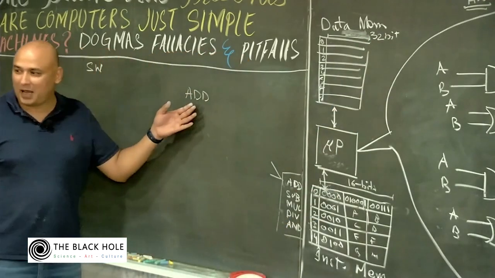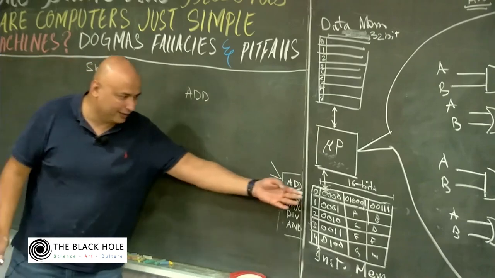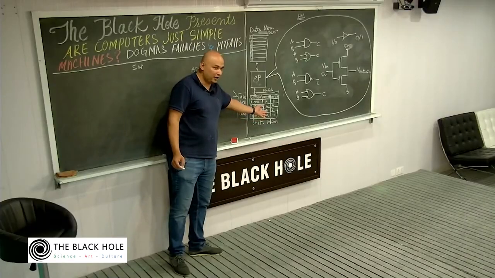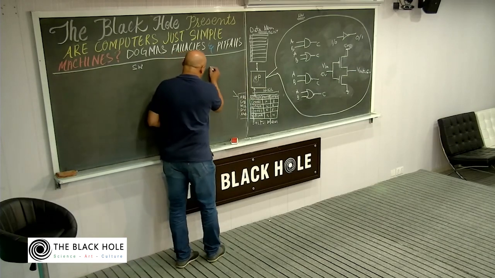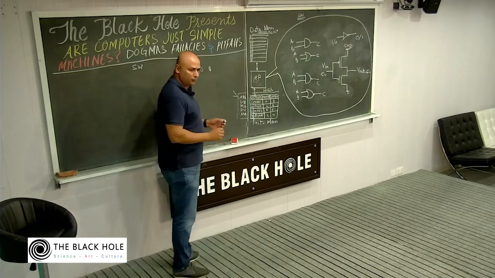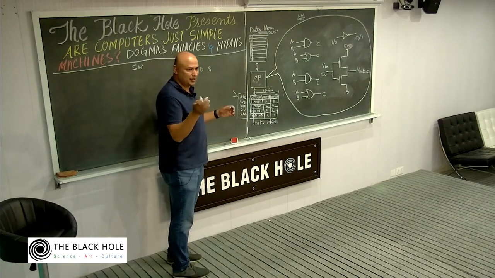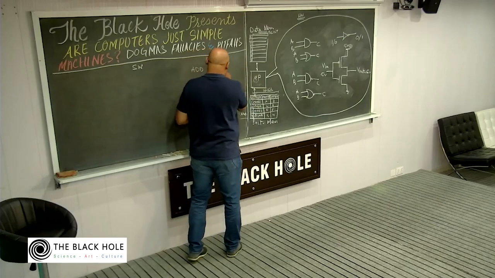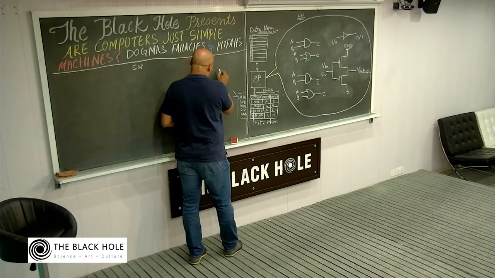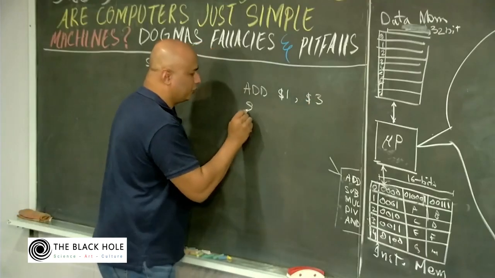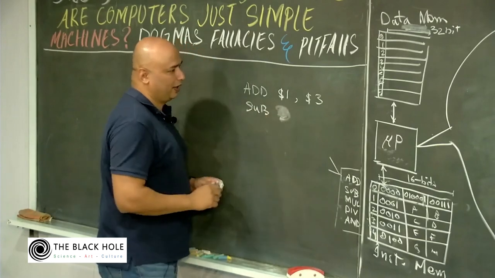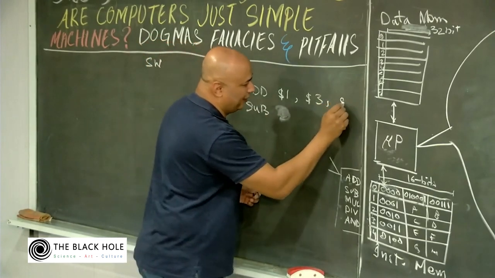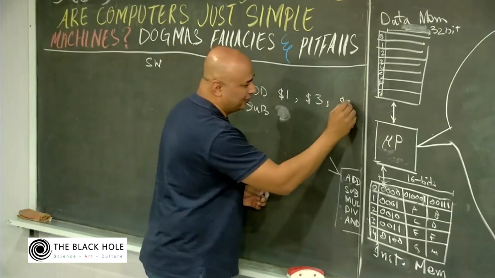When I'm writing as a human, I cannot write these ones and zeros because it's going to make me mad. I'm going to write assembly language, which would be add. Dollar, in assembly language, means an address. So let's say add $1, comma, $3, subtract dollar, and then again, let's say two sources and a destination, so let's say $5.